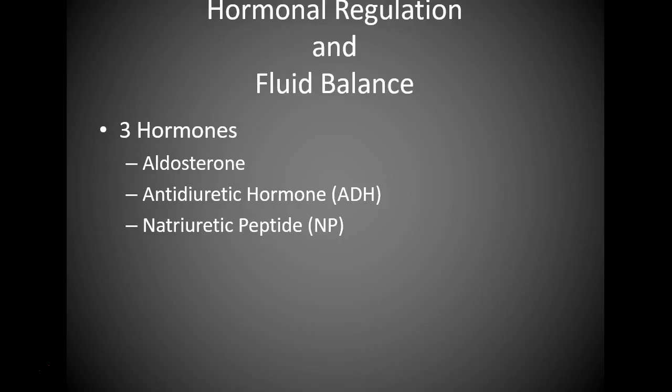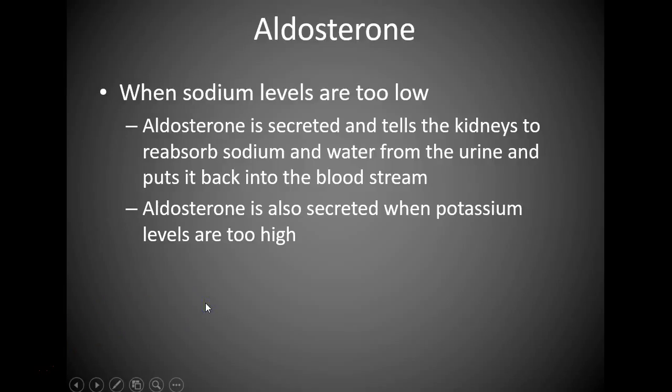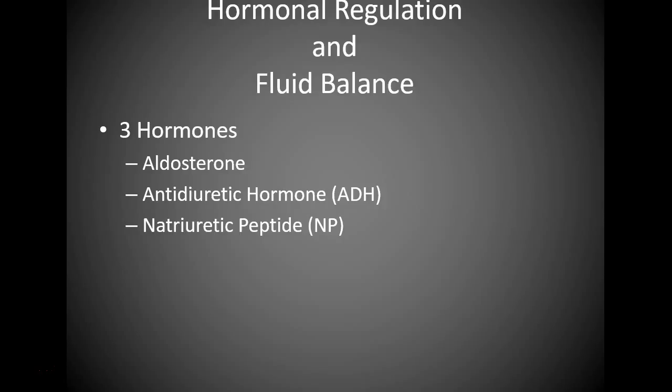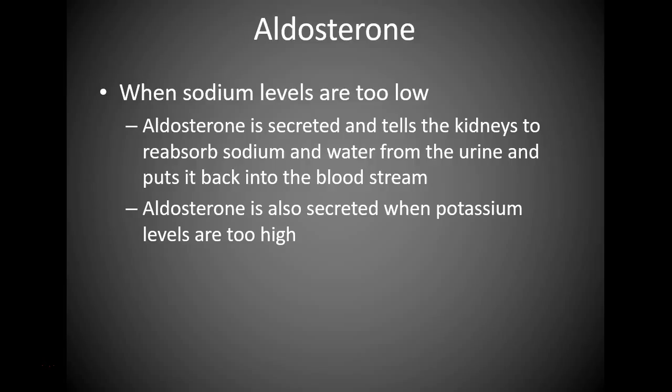So with hormonal regulation and fluid balances, there are three hormones. There's aldosterone, there's antidiuretic hormone, or ADH, and there's natriuretic peptide, which is NP. So with aldosterone, when sodium levels are too low, aldosterone is secreted and tells the kidneys to reabsorb sodium and water from the urine and put it back into the bloodstream. Aldosterone is also secreted when potassium levels are too high.